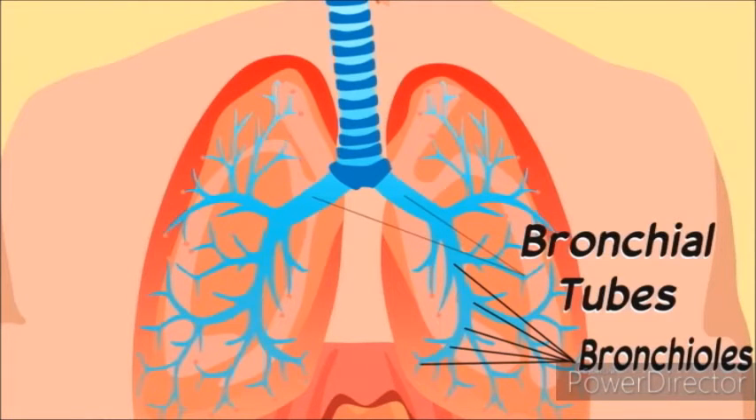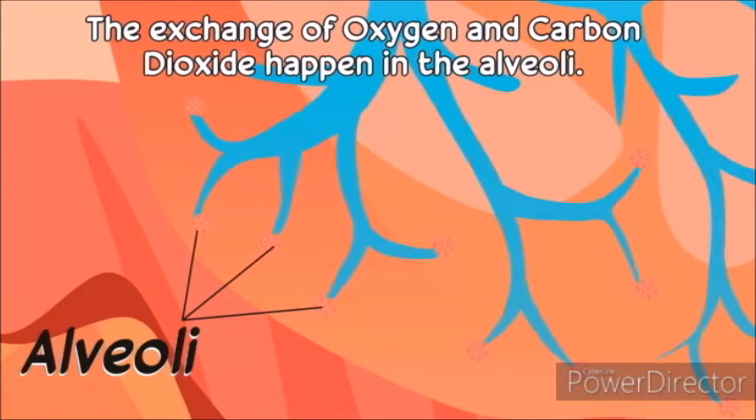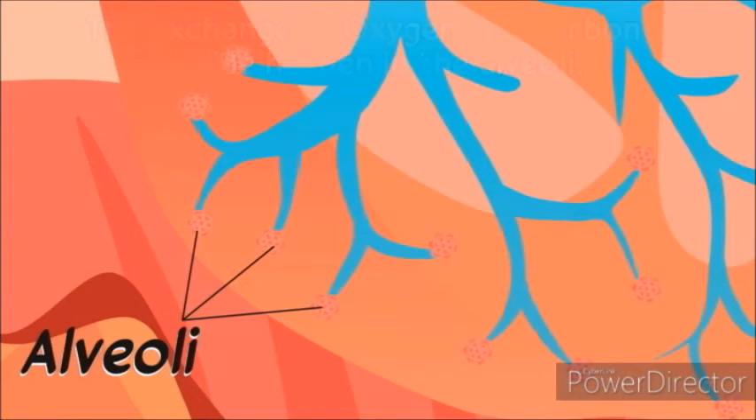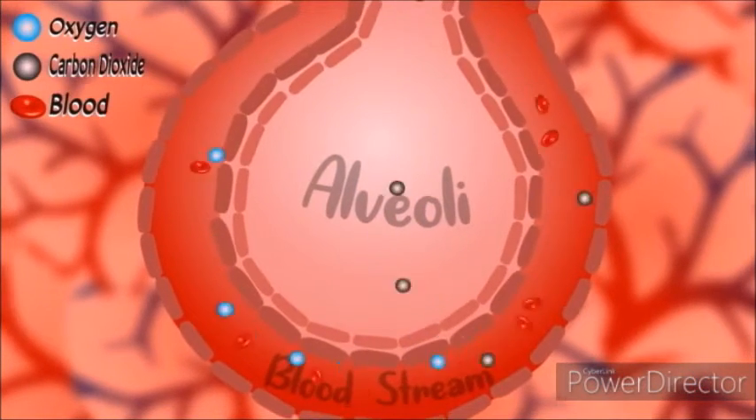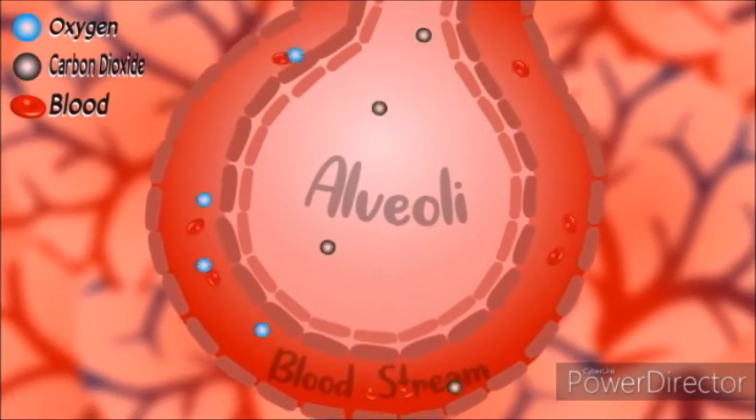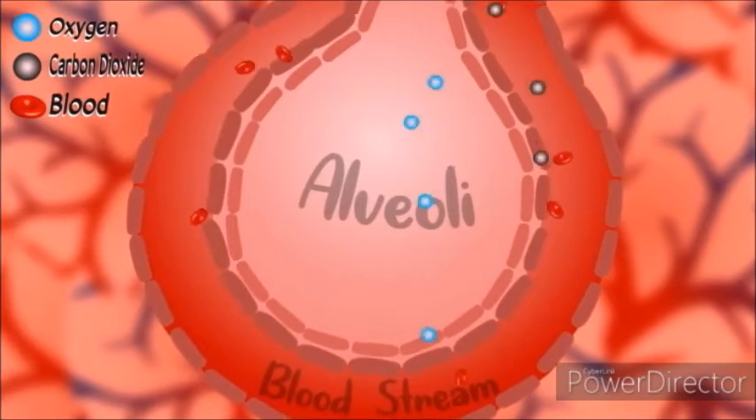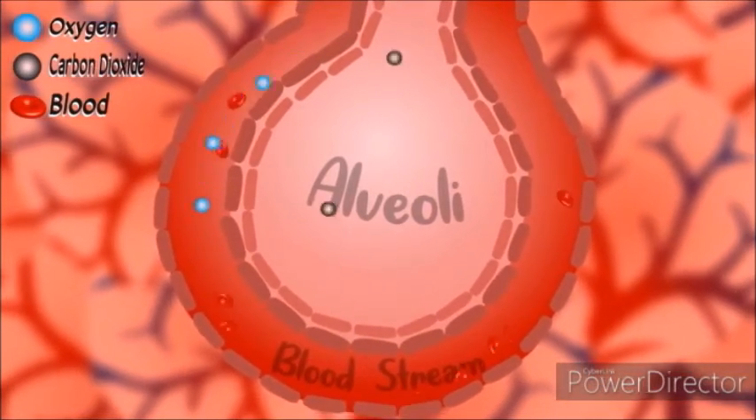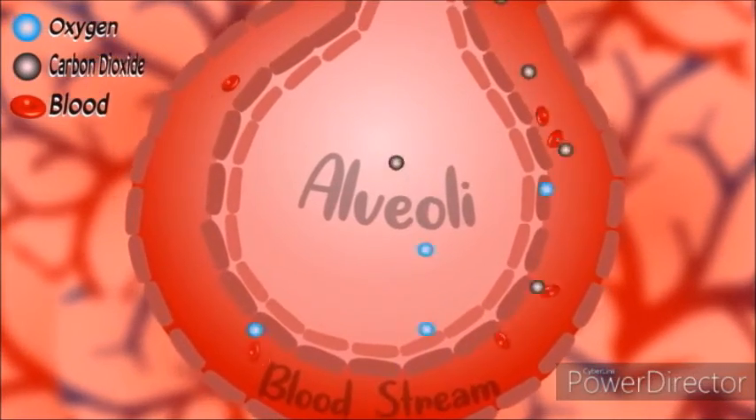These are the bronchioles. At the end of each bronchiole is a bunch of tiny air sacs called alveoli. These are the alveoli. The exchange of oxygen and carbon dioxide happens in the alveoli. The absorbed oxygen is transported throughout the body through the bloodstream while the released carbon dioxide is exhaled.